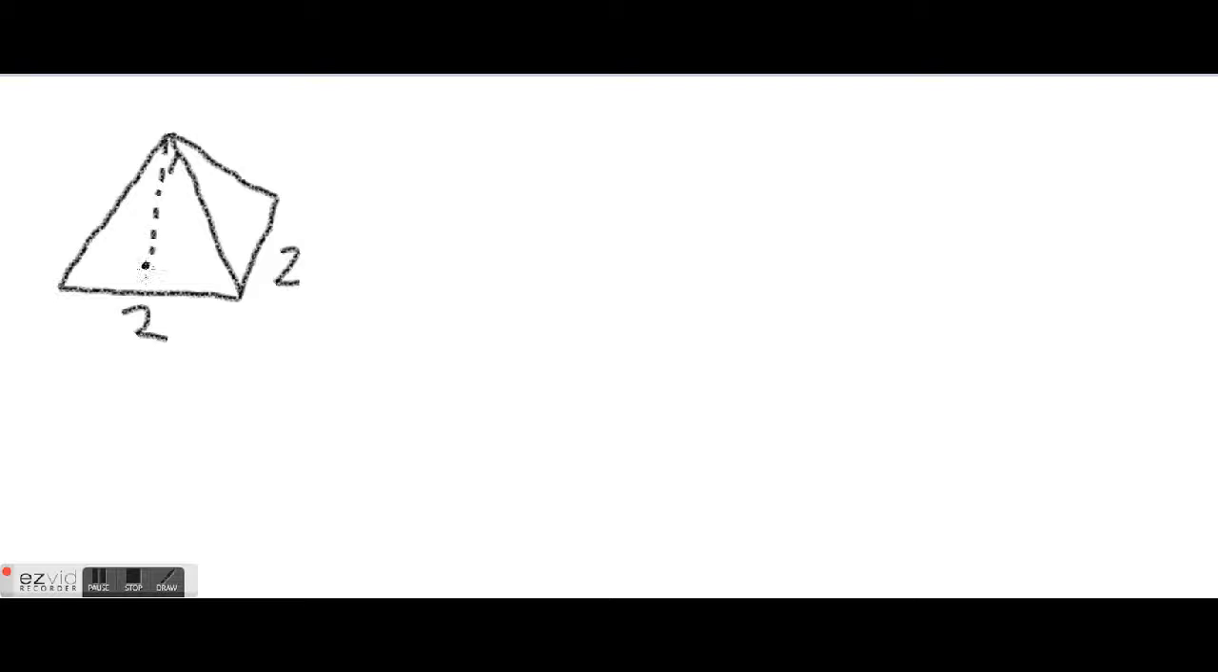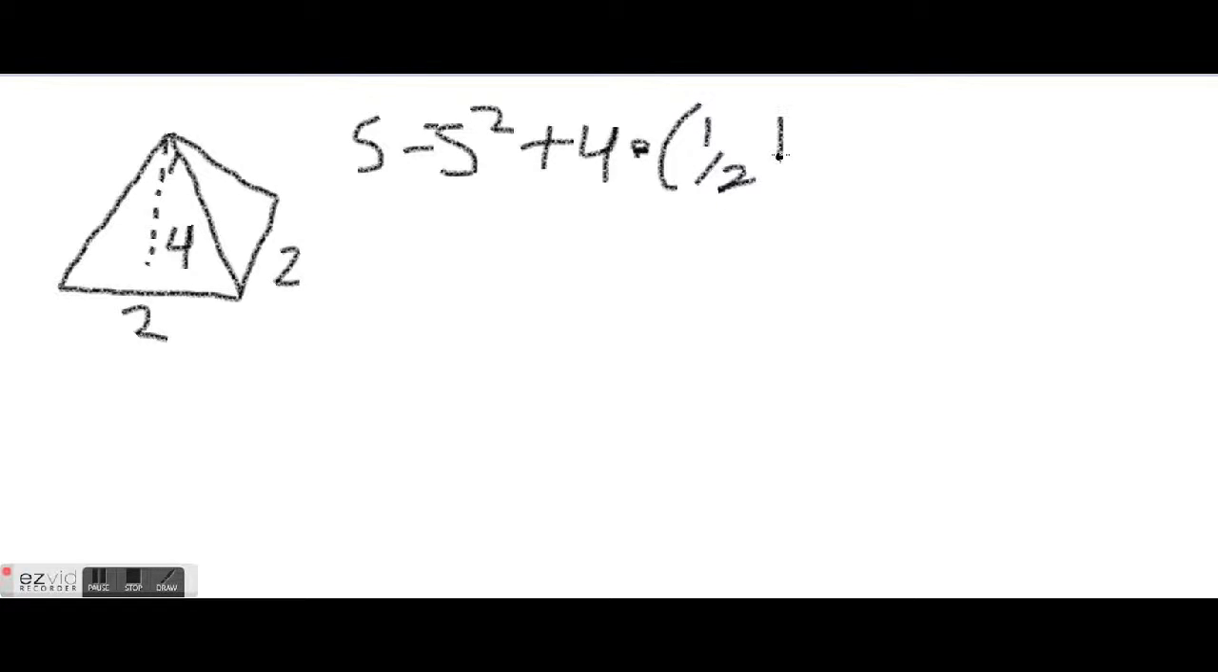So we have a triangle. So all the sides are 2. Okay, so we know that. And the height is 4. So it's S equals S squared plus 4 times 1/2 base times height. I'm surprised I know that.